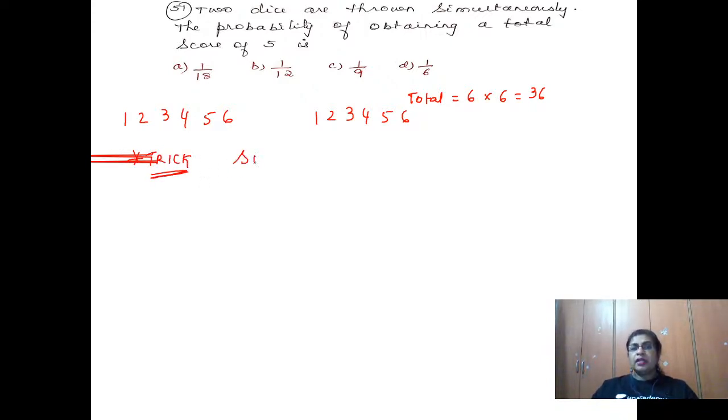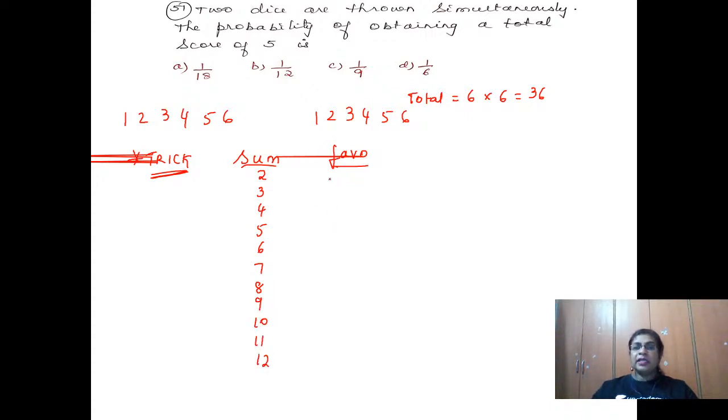Write the sum and write the favorable cases, because probability means favorable by total. So which is the least sum? Minimum sum is 2, so start from that: 2, 3, 4, 5, 6, 7, 8, 9, 10, 11 and 12.